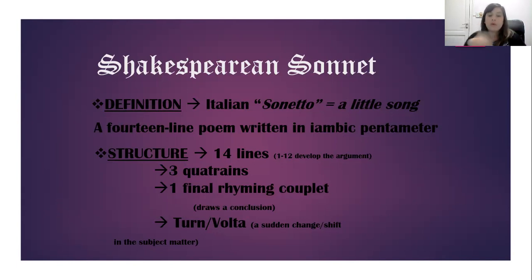Within the sonnet, there is a moment that is called turn or volta. This is a sudden shift or change in the subject that is being developed, and usually it is introduced by the word but. So you have 14 lines. In the 3 quatrains the main concept of the sonnet is developed, and in the final rhyming couplet you have a summary, a conclusion of the topic.